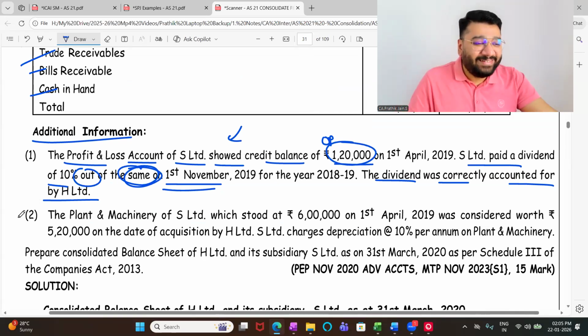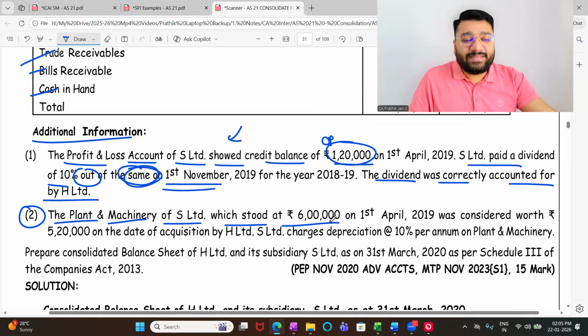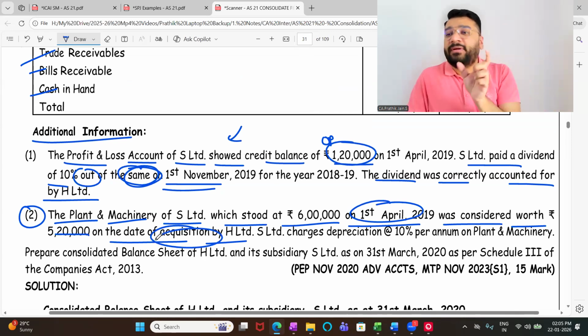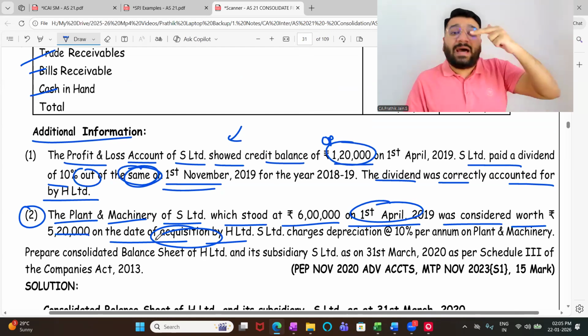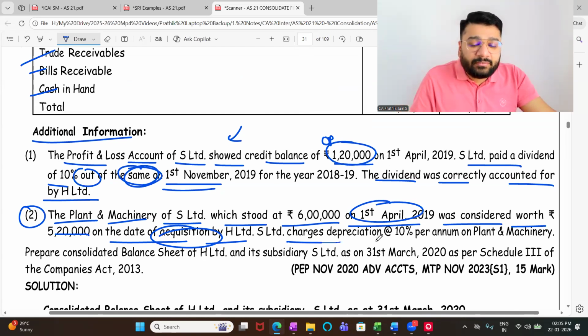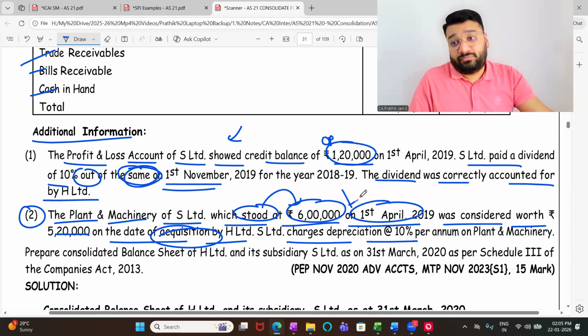No, Siddharth, point number 2. The plant and machinery of S Limited, which stood at 6 lakh on 1 April 19, was considered worth 520 on the date of acquisition. Means from 1 April to date of acquisition, I have to do the depreciation. Then I'll get the book value on the date of acquisition. So market value and the book value will be compared and I get the devaluation. Which stood at 6 lakh on 1 April, so this is book value.